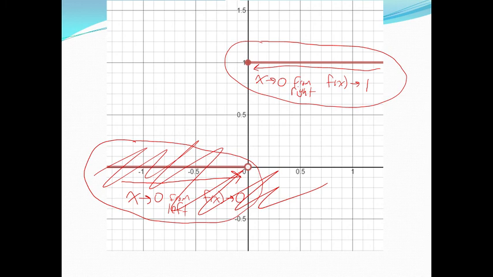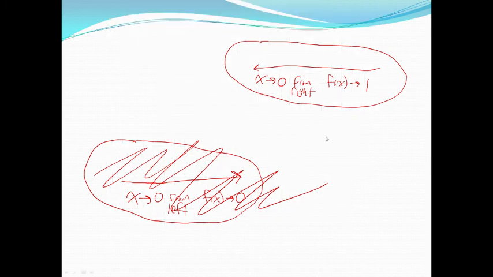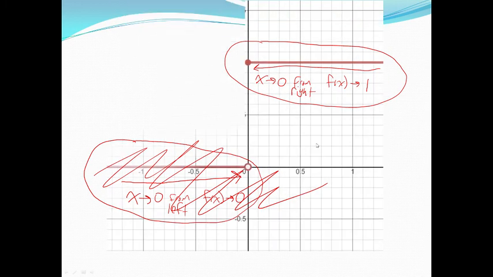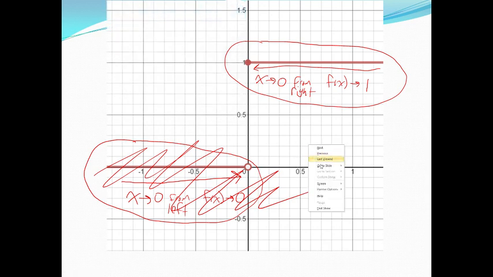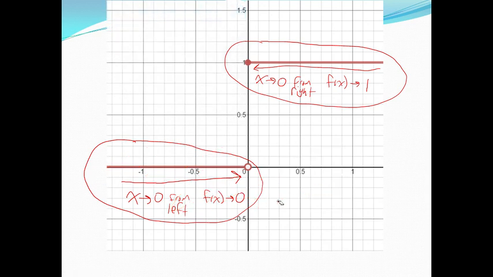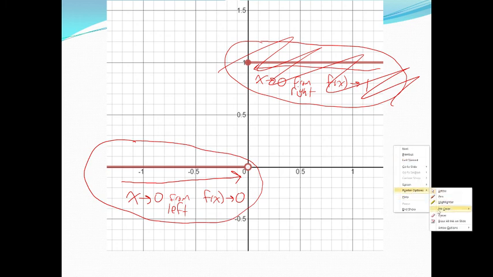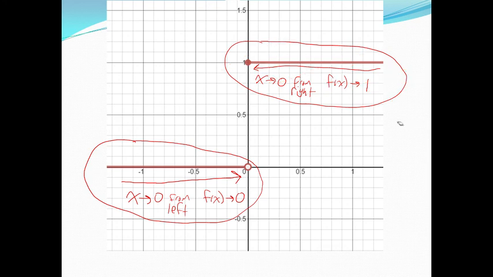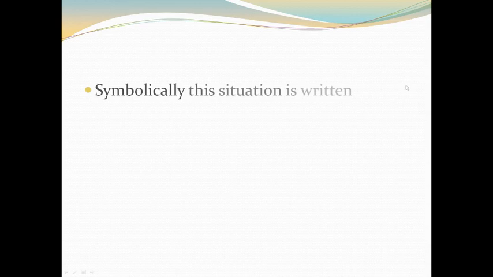And similarly, if we only consider the left side and ignore the right, it does have a limit. Kind of strange, huh? If we ignore certain parts of the function, we can actually have limits. So this is what we call a one-sided limit. And symbolically, we can write it as follows.